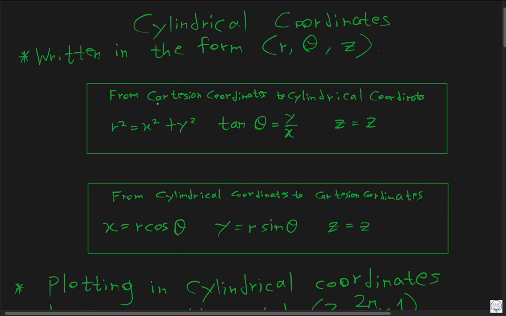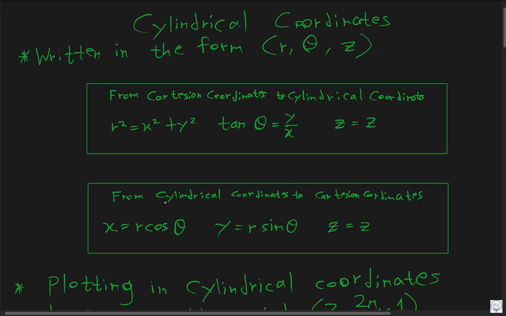Now if we go from Cartesian coordinates to cylindrical coordinates, we use the exact same transformation rules in the xy plane as the polar coordinates. So r squared is equal to x squared plus y squared, as you've seen in polar coordinates, and tan of theta is just y over x. z doesn't change, so we have z equals z.